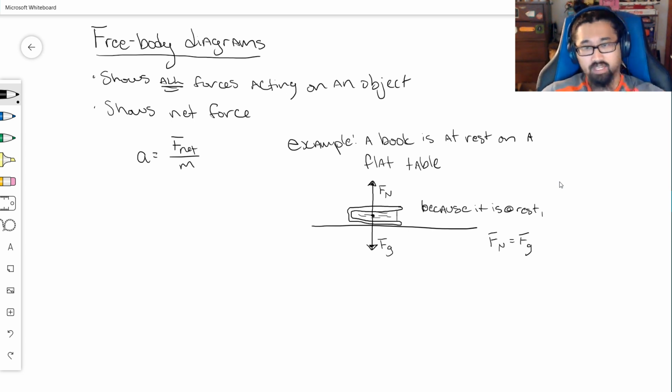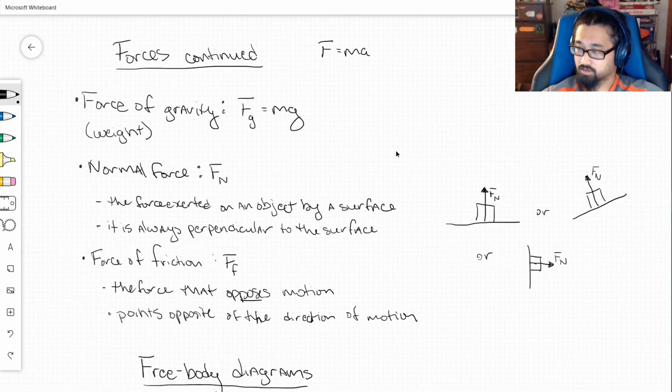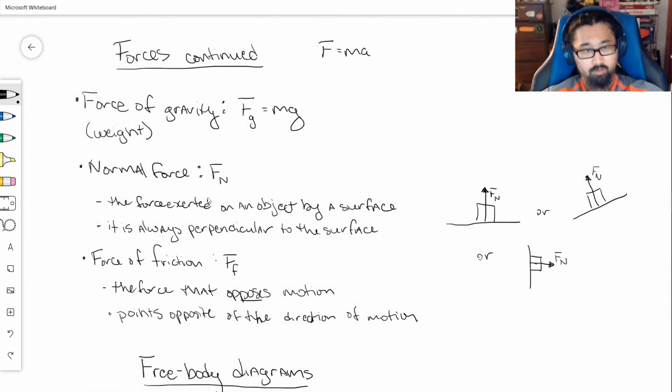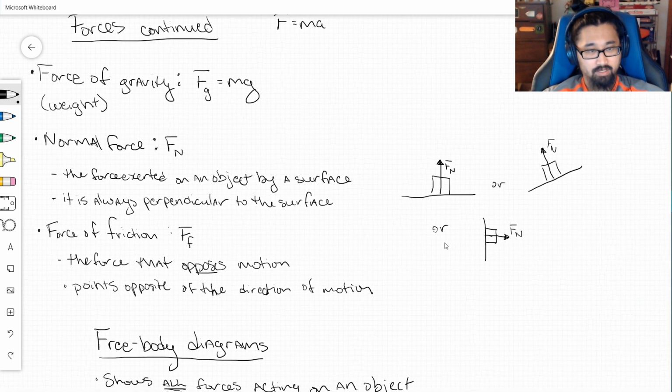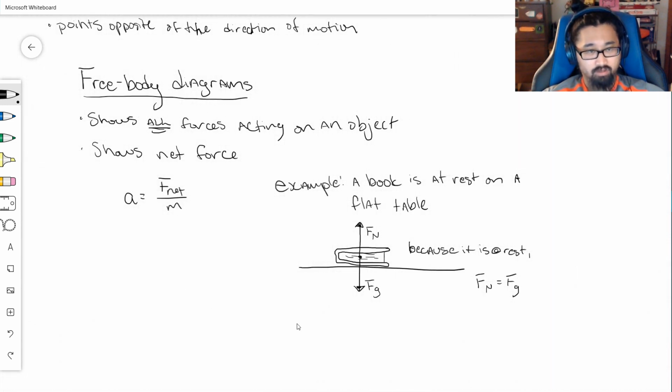We'll get into a lot of things over the next class and the next few days. But I just wanted to give a very quick intro. There are a few forces that we will be talking about. The force of gravity, the normal force, and the force of friction are the big ones. How to represent them, what they mean, basic definitions, and what free body diagrams are and how we are going to use them.